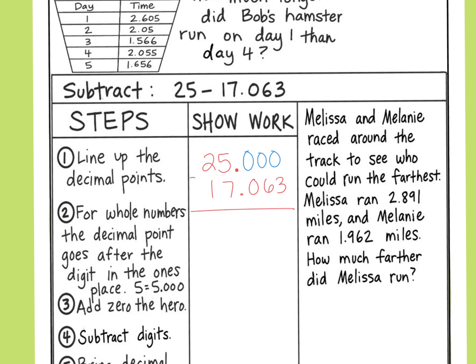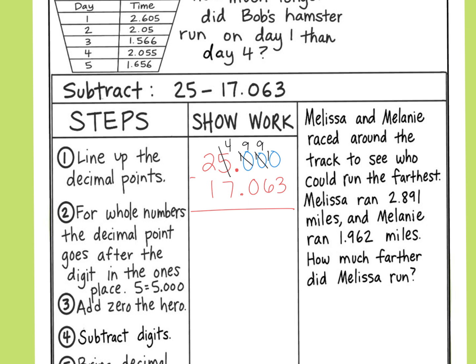Step 4, after I added in my zero the heroes, just tells me subtract. So I'm just going to subtract like I normally would. This requires a lot of borrowing and regrouping because I'm subtracting across zeros. So I'm going to go all the way over to the 5. I'm going to borrow from the 5, which leaves me with 4 here. That makes this first 0 a 10, but I've got to borrow from it, so that's actually a 9, to make this a 10, which becomes a 9, so that this can become a 10.